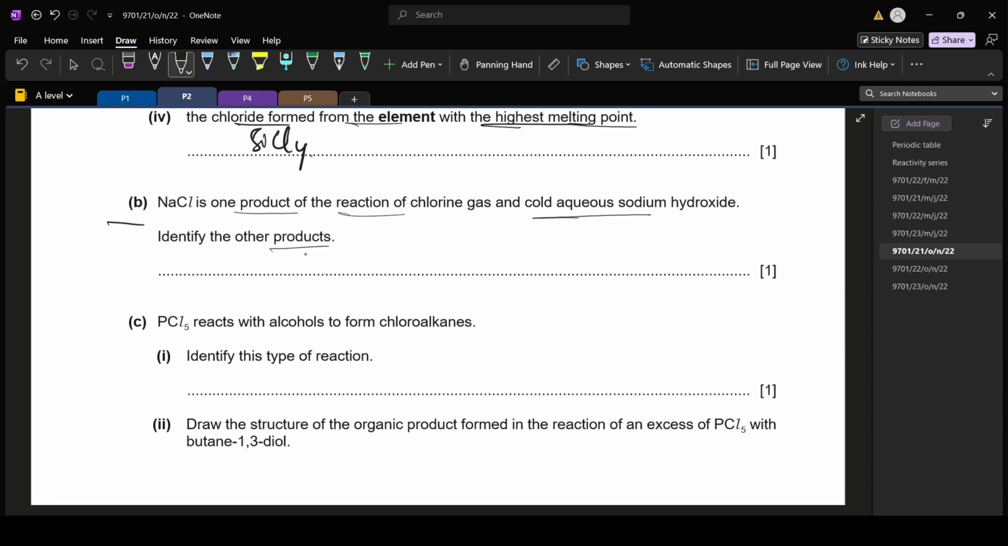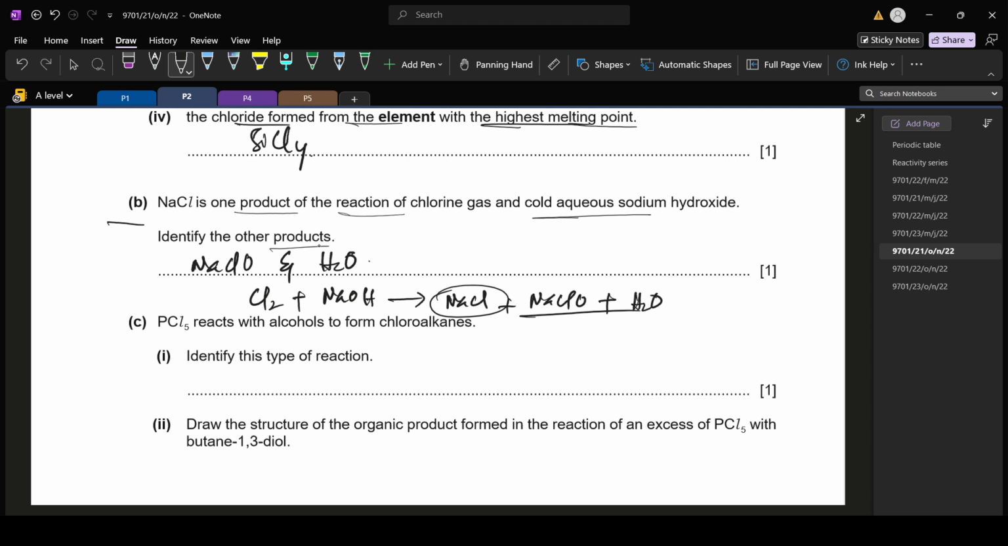Part B. NaCl is one of the products of the reaction of chlorine gas and cold aqueous sodium hydroxide. Identify other products. Firstly, let's write the equation. When chlorine reacts with cold sodium hydroxide, it forms NaCl plus NaClO plus water. You are given NaCl. The other products are NaClO and water. NaClO is sodium hypochlorite.